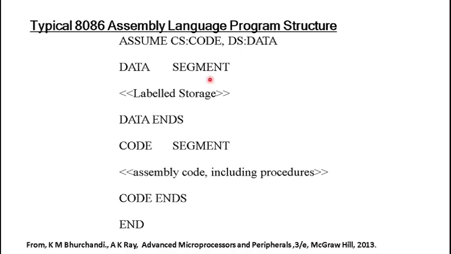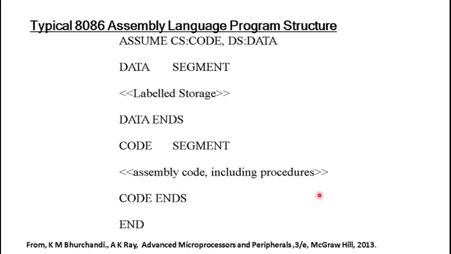Now what all things can go inside each segment? Within the data segment we can have labeled storage, like in higher level programming languages where we define variables with user-friendly names, right? So such things you can do within the data segment. And what all things can come inside the code segment? The instructions that we studied earlier, along with their operands, you will write within the code segment, and even the procedures that you create will be defined within the code segment.